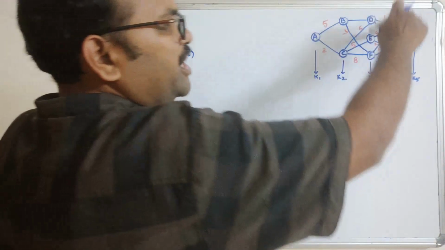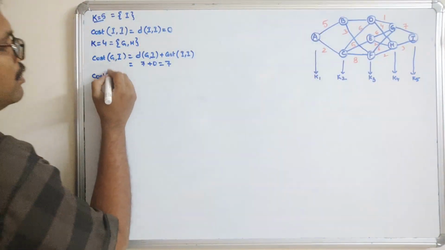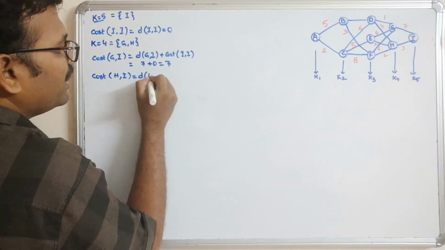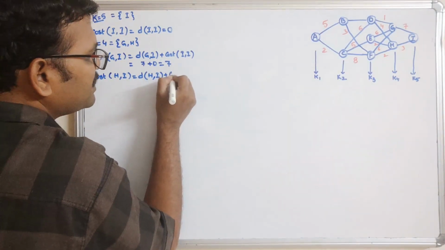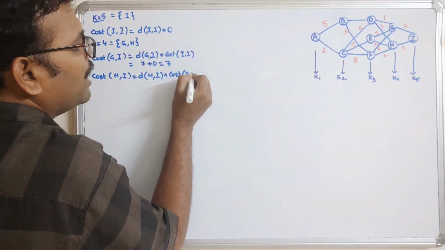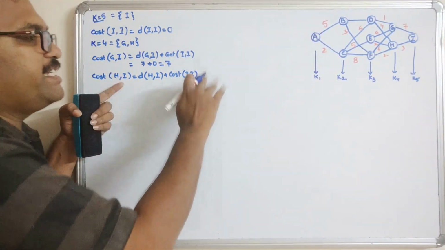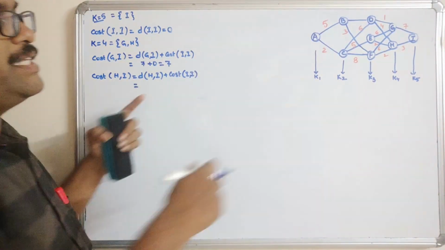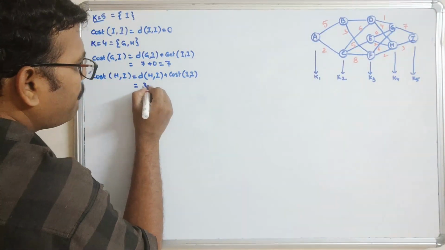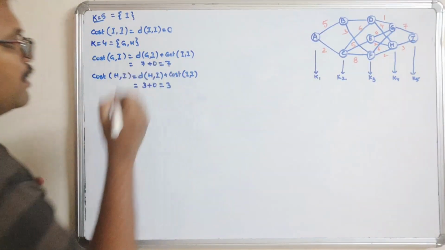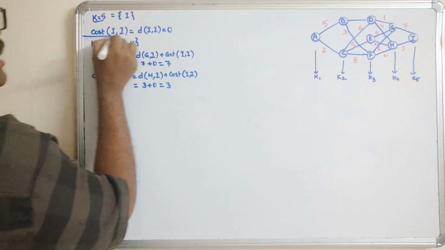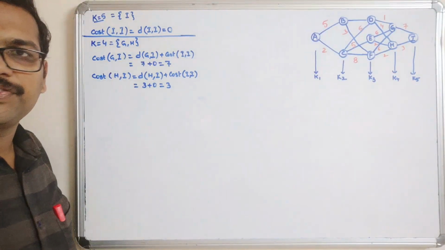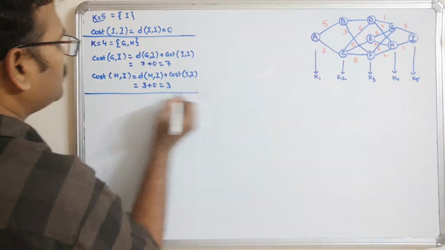Any other outgoing edge from G? No, leave it. Now the cost of H and I gives the distance of H comma I plus cost of I comma I, that means the next vertex is the destination. The same vertex is the destination, so we get 0. So H and I is 3 plus 0, which is equal to 3. Any other vertex in stage 4? No, we have covered both G and H.